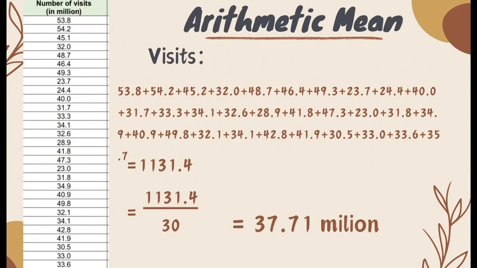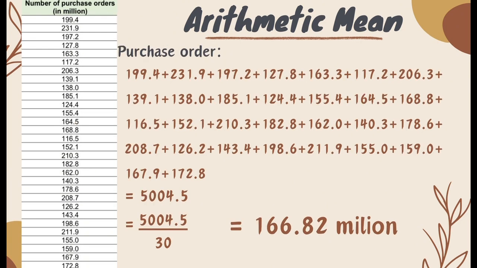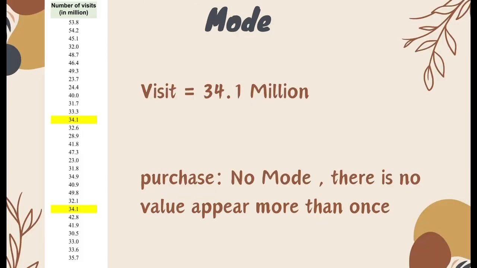Based on the formula, the mean for number of visits is 37.71 million. The outcome for this is the sum of all the number of visits divided by the size of the data set. On the other hand, after calculating the mean for number of purchase orders, we can see that it is 166.82 million. For the next component, the mode for number of visits is 34.1 million.